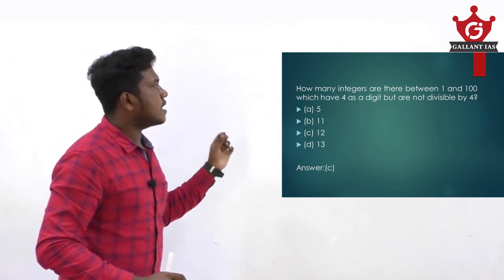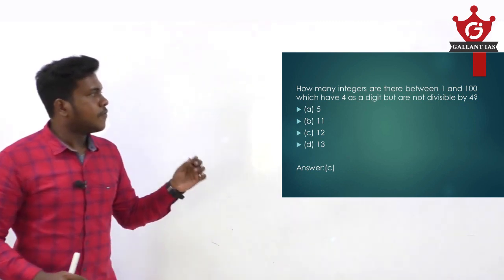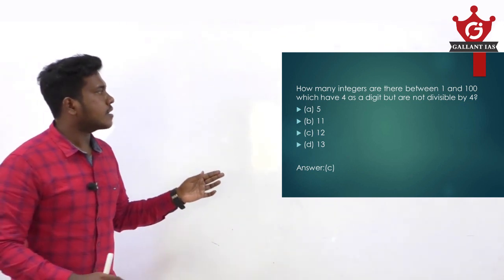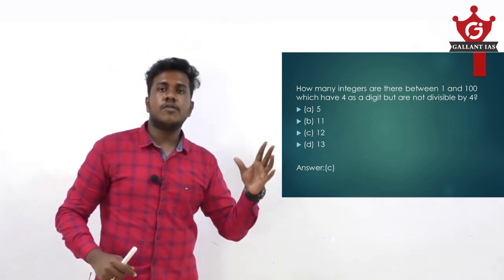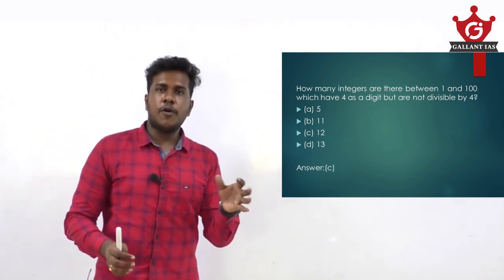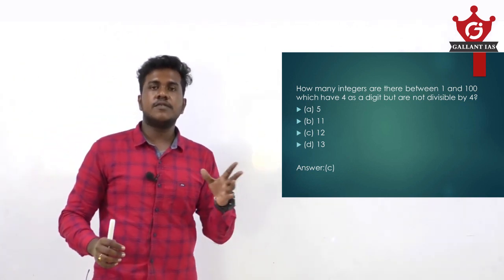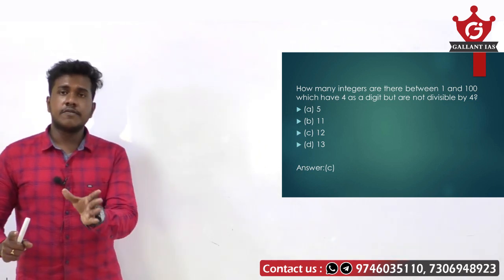How many integers are there between 1 and 100 which have 4 as a digit but are not divisible by 4? So we need to find the total number of integers with 4 as a digit. There should be a digit 4 in that integer, and that integer should not be divisible by 4.